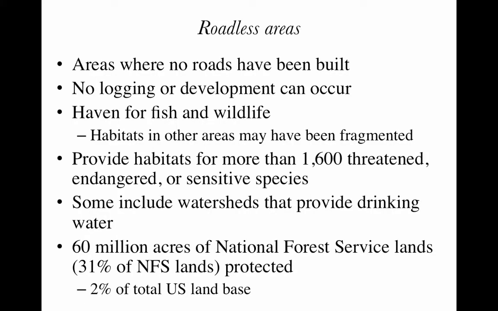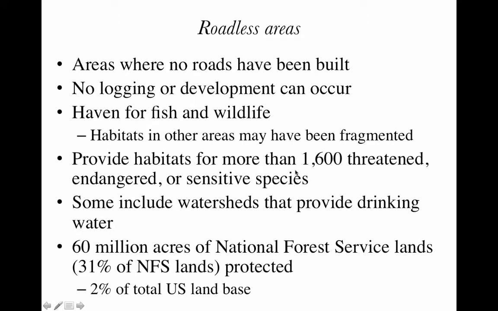Okay, off of canals and onto some of the roadless areas in the nation. These are areas where no roads have been built, and no logging or development can occur. So a lot of this is land that's owned by the federal government, and it's done as a haven for fish or wildlife, and it protects these species. And habitats in other areas may have been deeply fragmented.